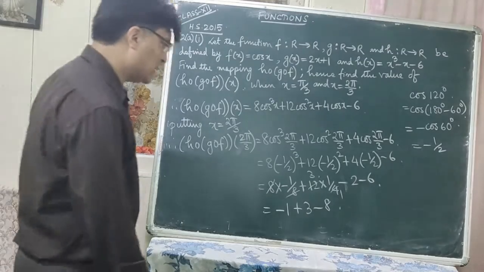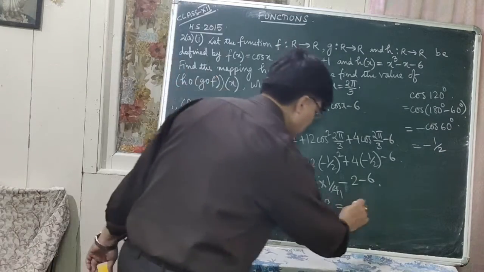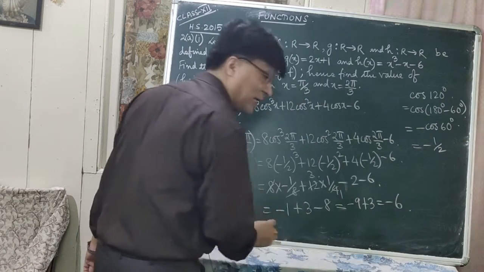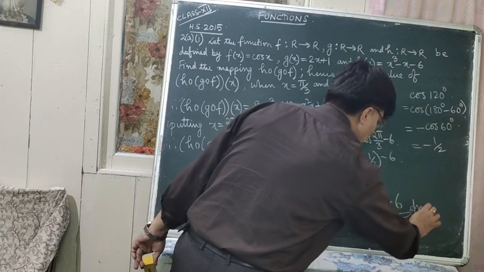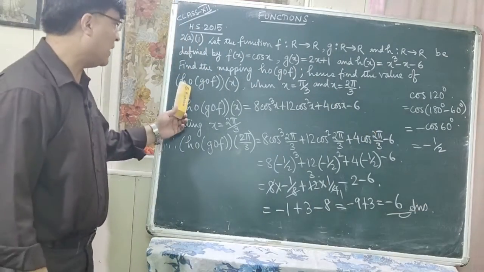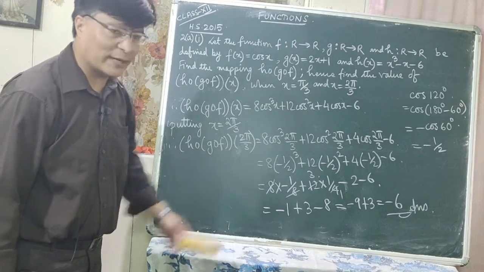That is minus 8, right? So which is equal to, what is minus 1 minus 8? That is your minus 9. Minus 9 plus 3, which is equal to minus 6. So this is the final answer. So we have got the value for HOGOF of x when x is equal to 2 pi by 3.